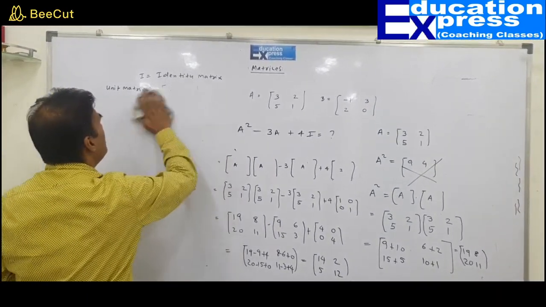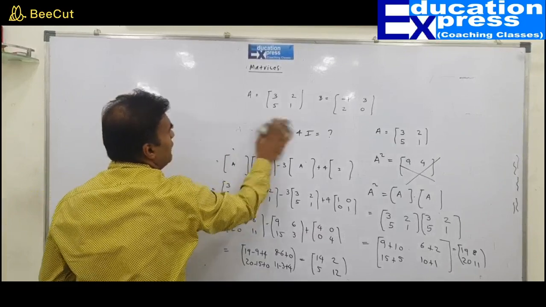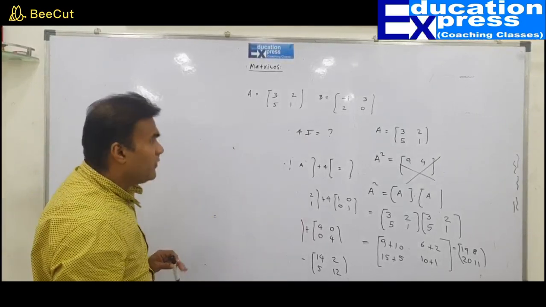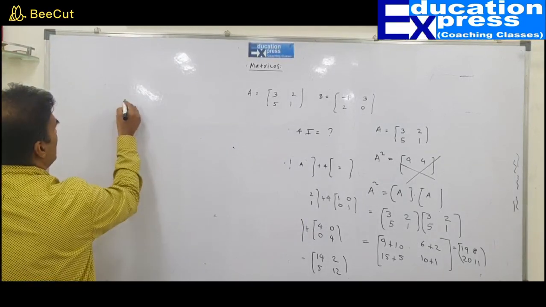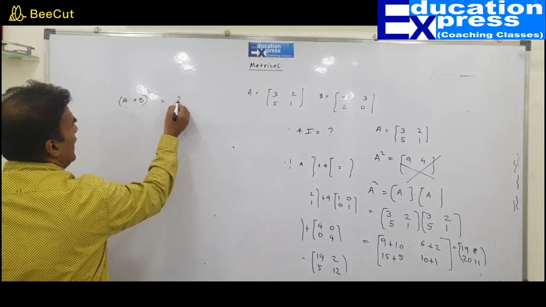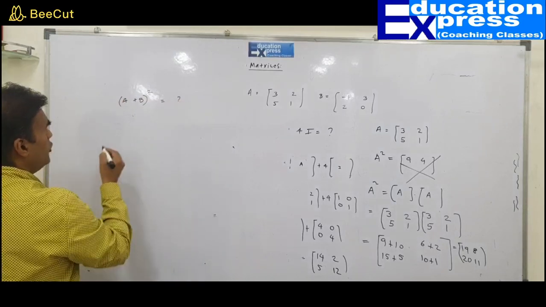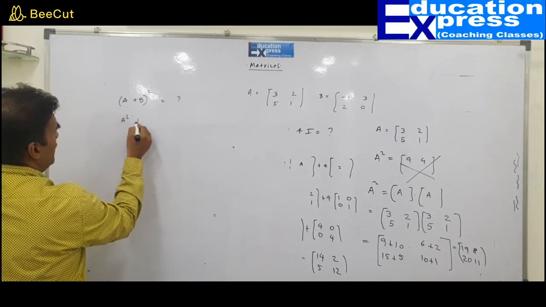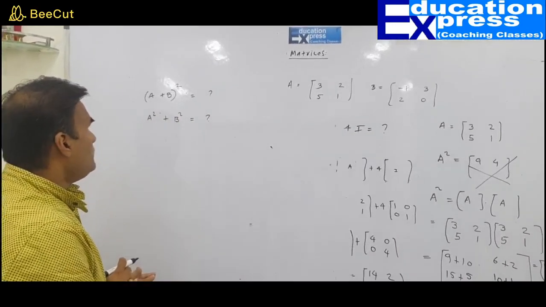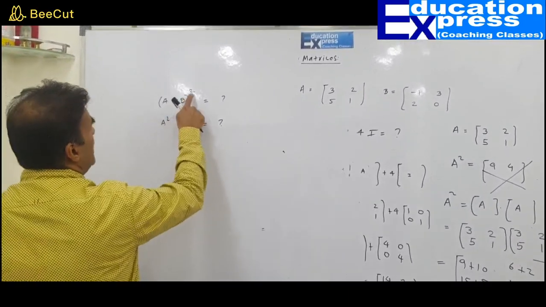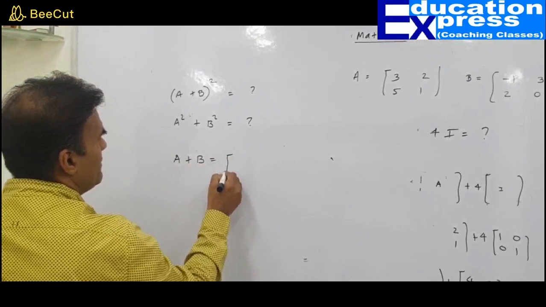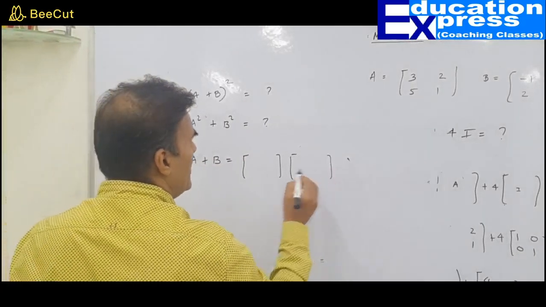Now supposing if I extend one step further from here, and if I ask you to find out the value of the matrix A plus B the whole square. Also find out A square plus B square. How do you go about it? Sir, if I have to find out A plus B the whole square, first thing is I'll find out matrix A plus B. Can you find matrix A plus B?